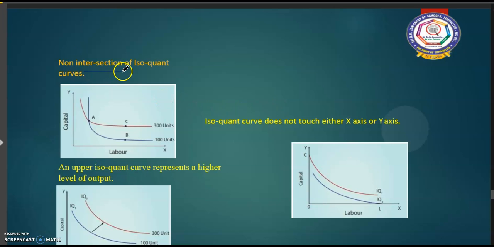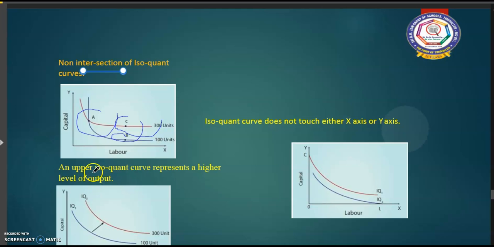Next one, non-intersection of isoquant curve. For example, here point A lies on two isoquants, IQ1 and IQ2. But the point C, you can see here, shows a higher output and the point B shows a lower level of output in IQ1. If C equals A, and B equals A, then C is equal to B. But here C is greater than B, which is illogical.